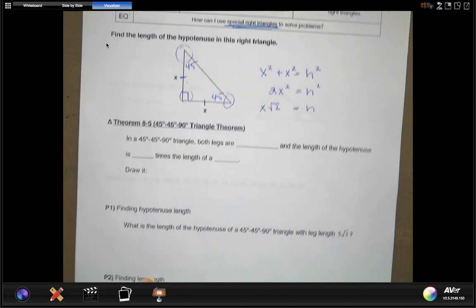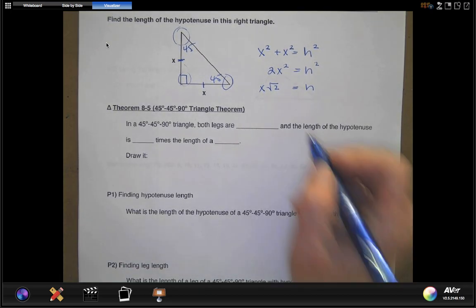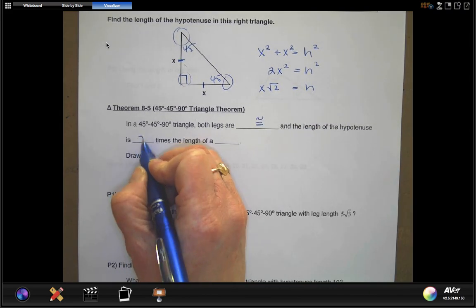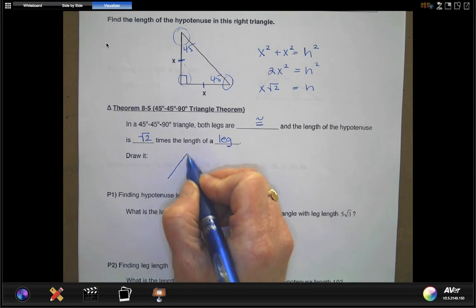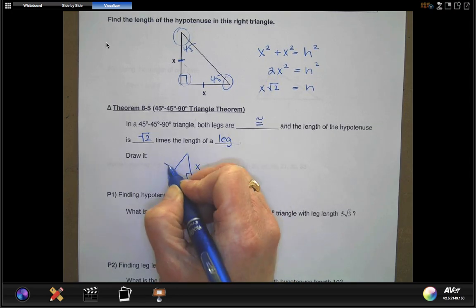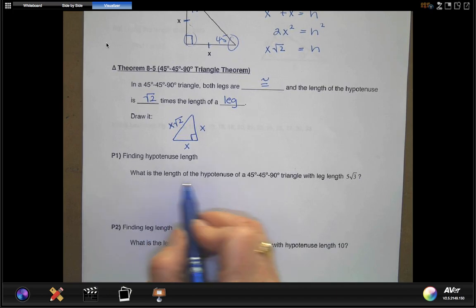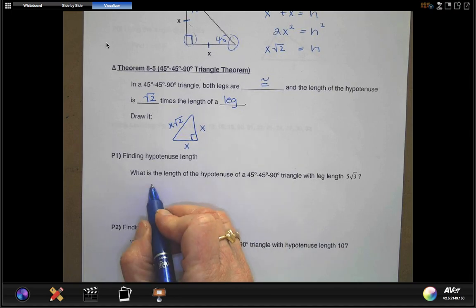So then if you have this theorem, it says in a 45, 45, 90 triangle, so those are all about the angles, both legs are congruent, and the length of the hypotenuse is the square root of 2 times the length of a leg. So I got my leg, so it's the leg times the square root of 2. So what is the length of the hypotenuse of a 45, 45, 90 triangle with a leg length of 5 square roots of 3?